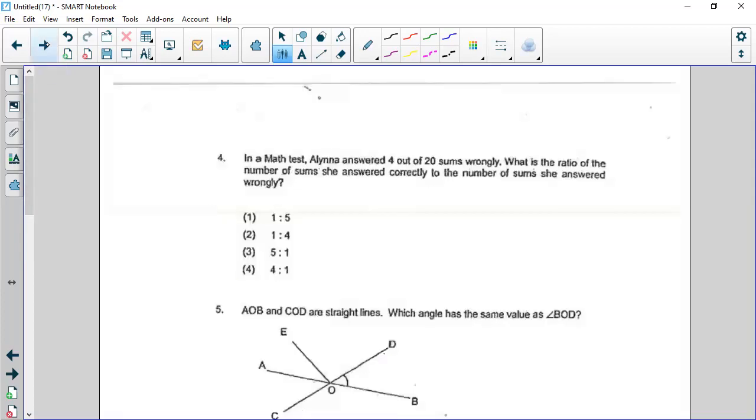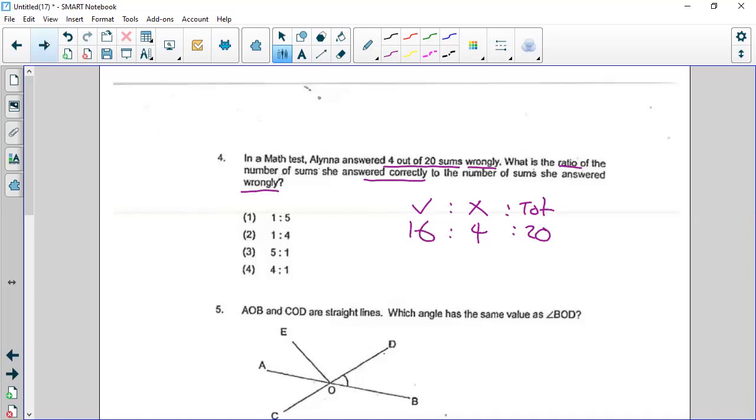Okay, let's go to question 4. In the math test, Alina answered 4 out of 20 sums wrongly. What is the ratio of the sums she answered correctly to the sums she answered wrongly? So you need the ratio method. Ratio method means what? How many correct answers to how many wrong answers. So she answered 4 questions wrongly, and the total is how many questions? The total is 20. So you must take 20 minus 4, and there'll be 16 questions answered correctly.